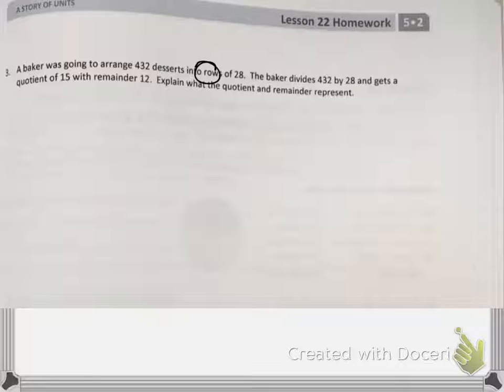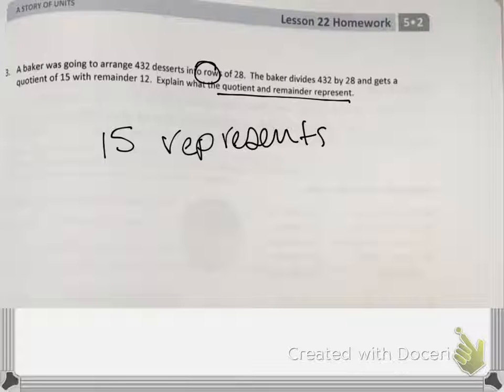So this is a simple one. They don't even really have to do math. It just wants you to explain what the quotient and remainder represent. Well, the quotient, 15, represents how many rows.